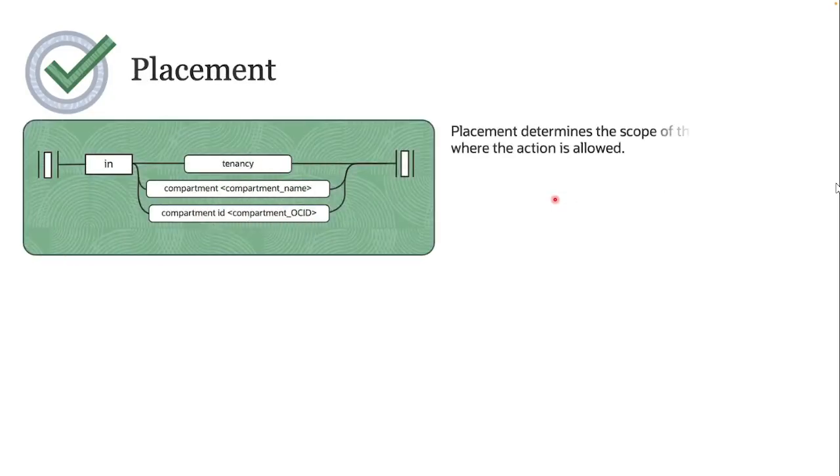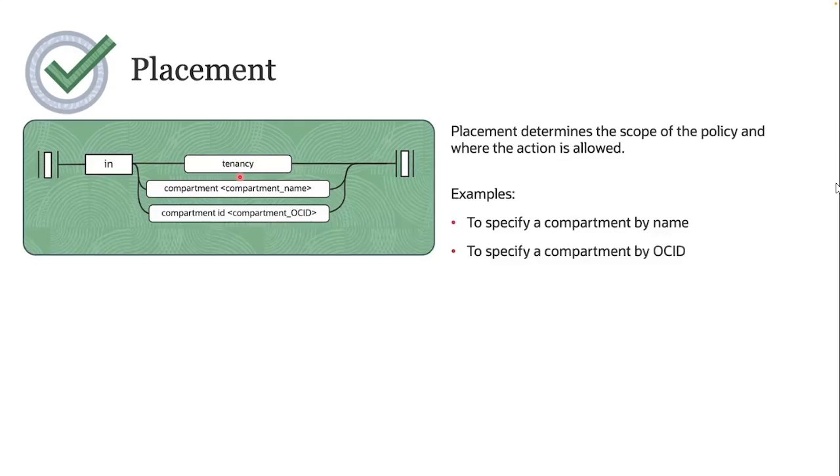Placement basically means where you are allowing your subject to perform actions. You can allow them to perform actions in the entire tenancy by saying in tenancy, or you can scope it down to a particular compartment. For compartment, you have two options. You can define the compartment by name, by saying in compartment and the name of the compartment, or you can use the OCID of the compartment, by saying in compartment id and the OCID of the compartment. So this is the structure of how you can define the placement or location.